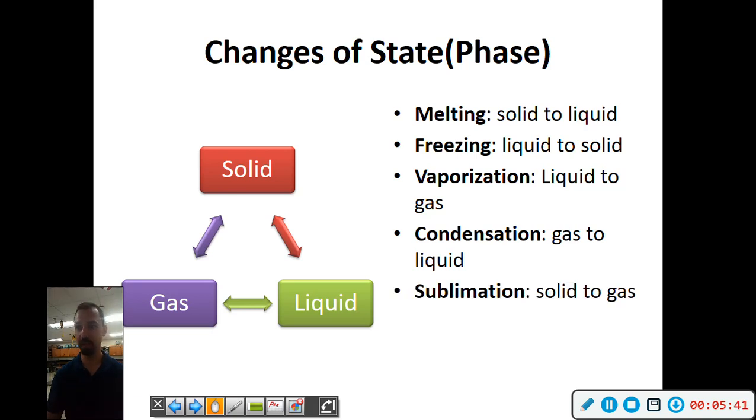And then sublimation is a solid to a gas or a gas to a solid. It skips the liquid phase. A perfect example of that is dry ice, which they use in refrigeration and in shipping things through the mail that they have to keep cold, because you won't get that liquid mess with dry ice. It just turns right into a gas and that's it.